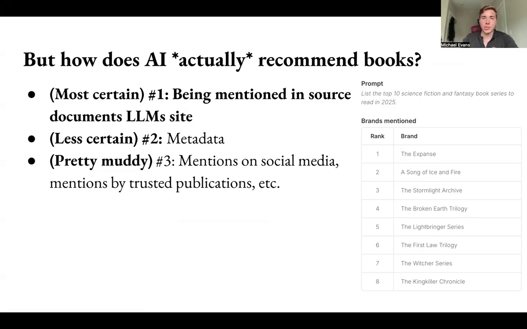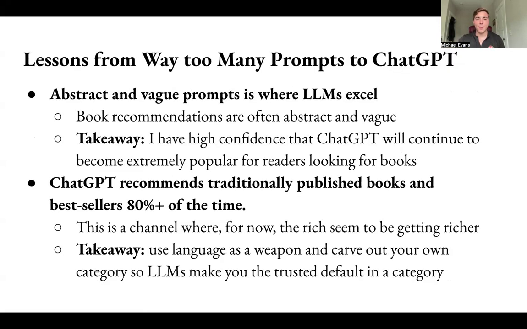I'm going to show you my conversation with ChatGPT, and we're going to dive in, and I'll show you how this seems to be where things are at. But I'm going to give you my lessons up front before we actually dive into my prompts. And my lessons are this: abstract and vague prompts are where LLMs excel, right? Book recommendations are often abstract and vague. And what's really wild is that I actually think Chat was pretty good at its book recommendations. That's my takeaway as a reader. It gave pretty solid recommendations. So I have high confidence that ChatGPT will continue to become extremely popular for readers looking for books. Will it become a bigger channel than Facebook ads or also bots on Amazon or TikTok?